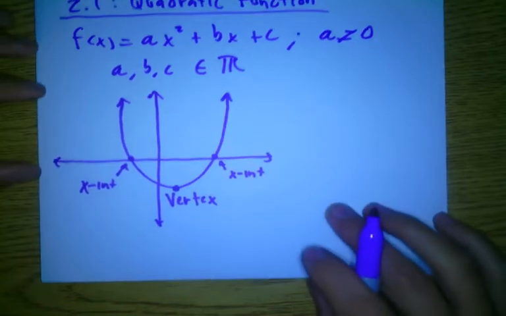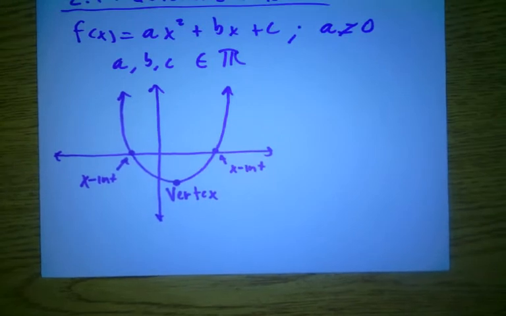Okay? So, the other part about this is parabolas are symmetric. So we talked about symmetry in chapter 1. The parent function has what type of symmetry?